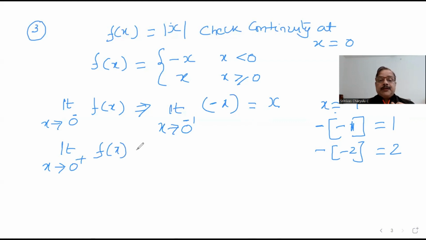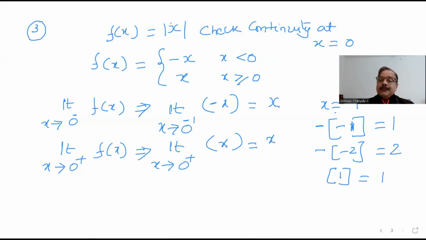0 plus means I am approaching from the right side. I am approaching the limit from the right side now. Then here also, limit x tends to 0 plus. What they gave me, 0 plus means greater than 0. So I have to write here x. So here also, whatever value you define now, let us say I defined 1, then I'll be getting 1 only according to this equation. F of x will give me x. So this is also x.